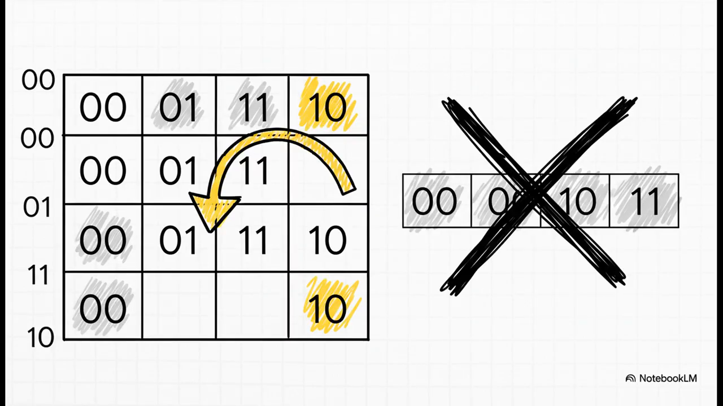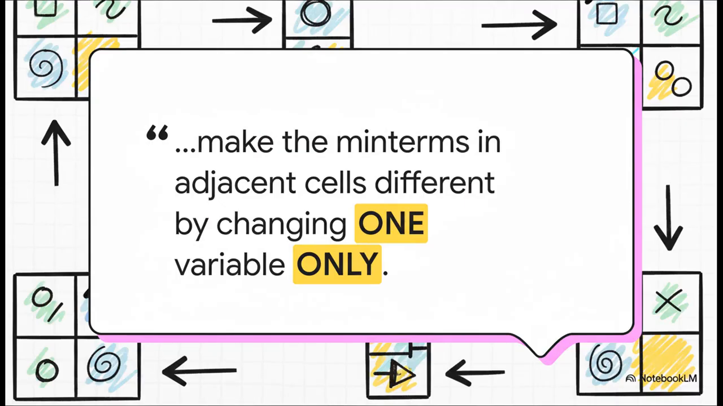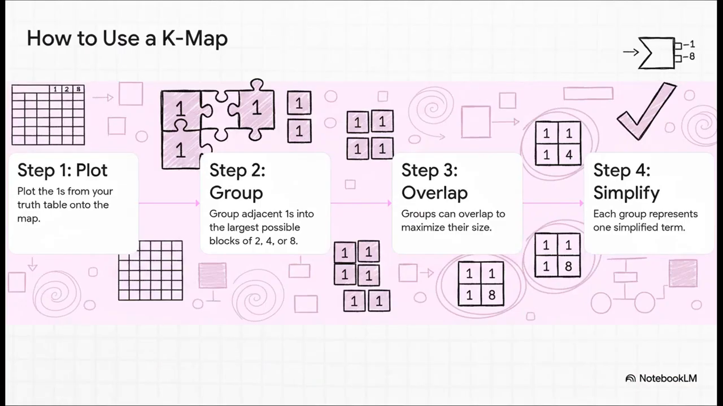The numbering is kind of weird. It's not sequential at all. And that weird order is the secret sauce. It means adjacent cells only differ by one single variable. So using it is kind of like solving a puzzle. Let's walk through how you group the ones.